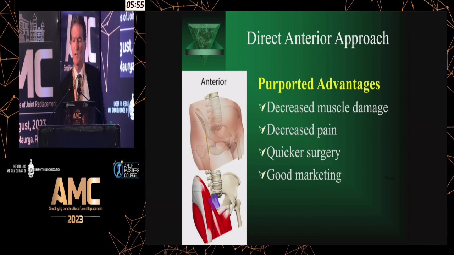Purportedly, you have decreased muscle damage because you do go between muscles, but you still take down soft tissue relative to other approaches, very similar. The decreased pain, quicker surgery, good. Don't know that that's necessarily true. I think that all three approaches that I do are roughly the same, but the marketing is that you have that less with the anterior.